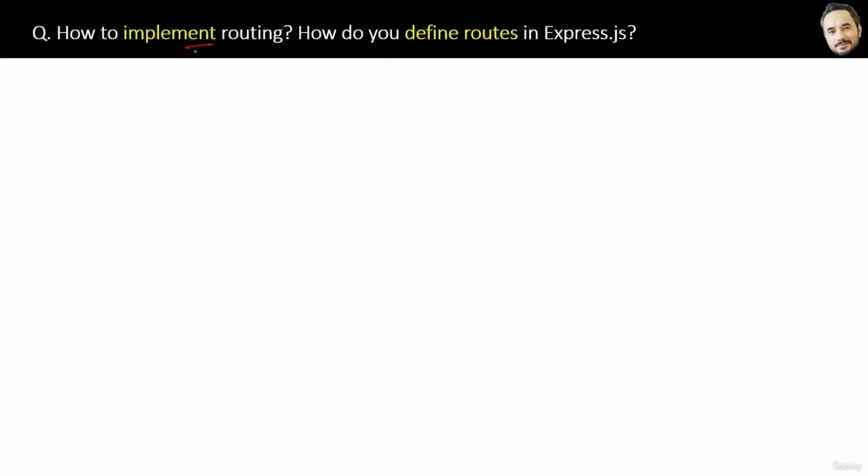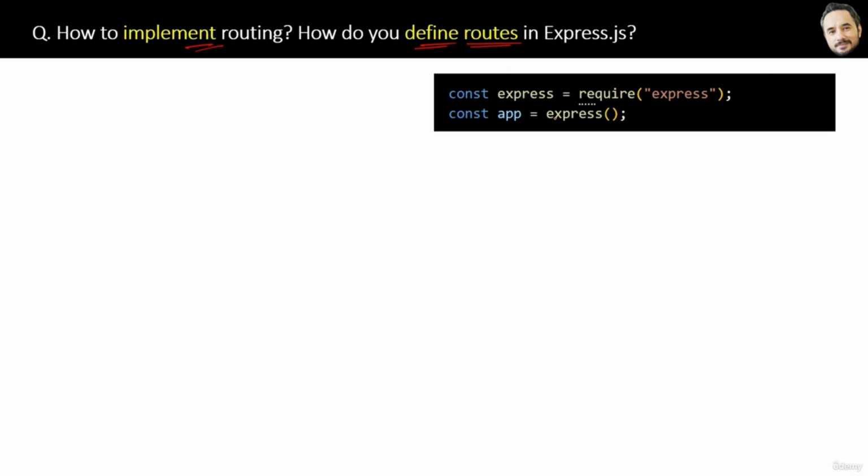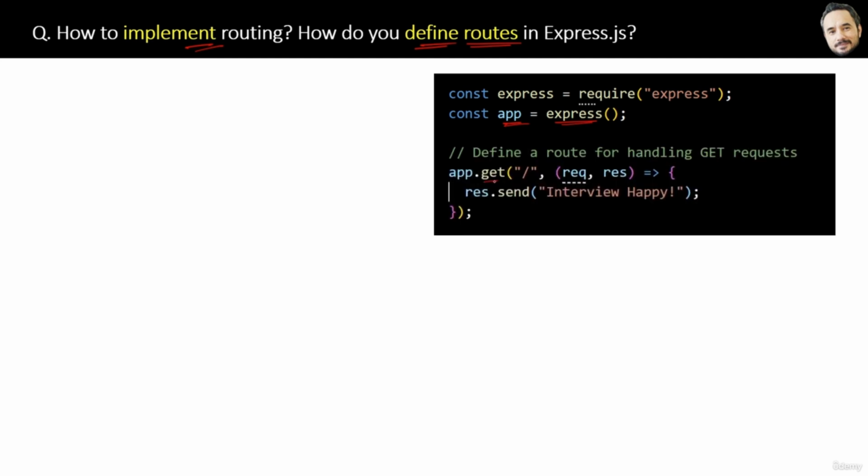How to implement routing? How do you define routes in Express? The answer is hidden in the question itself. We can implement routing by defining the routes in our application. That is the answer. Let me explain with the help of the code. First, how to define the routes. First, like this, we can create an instance of the Express application. Then we can define a route for handling the GET request from the client.